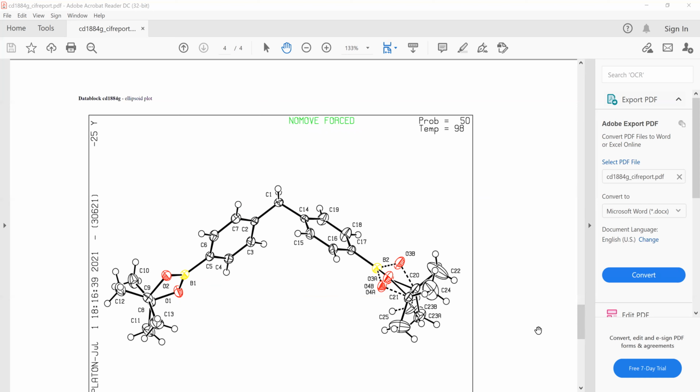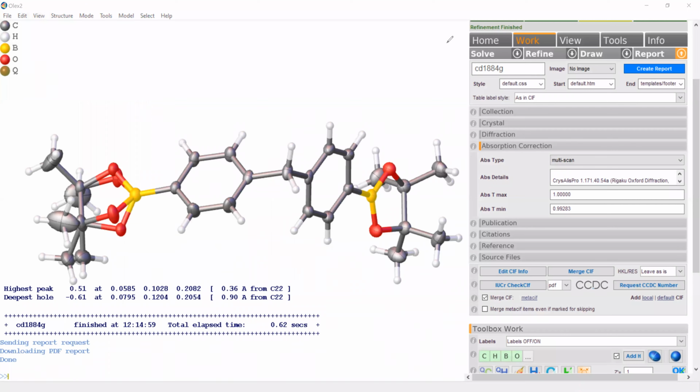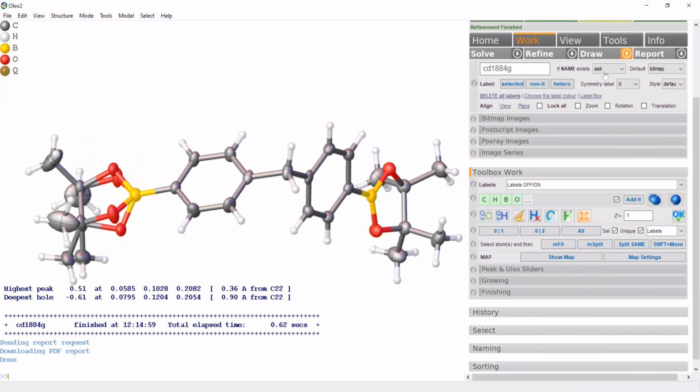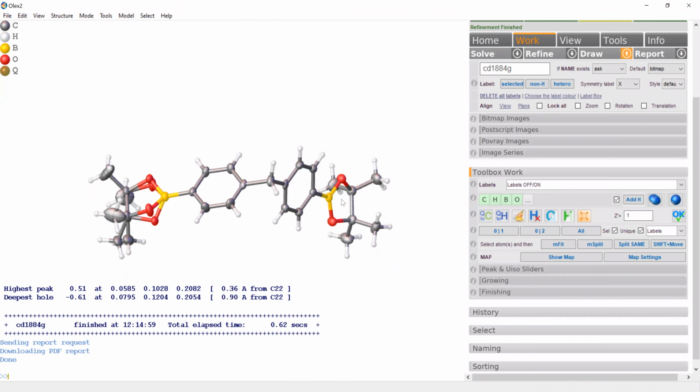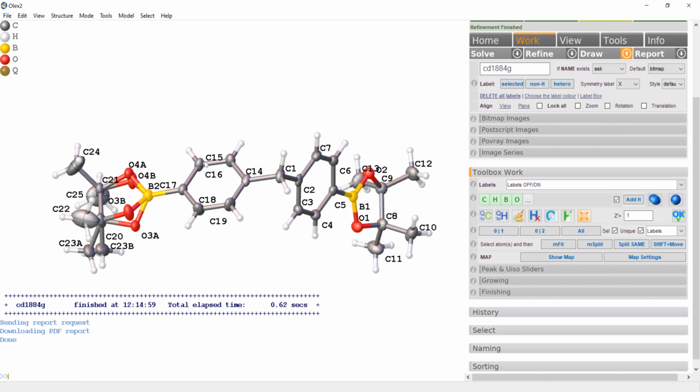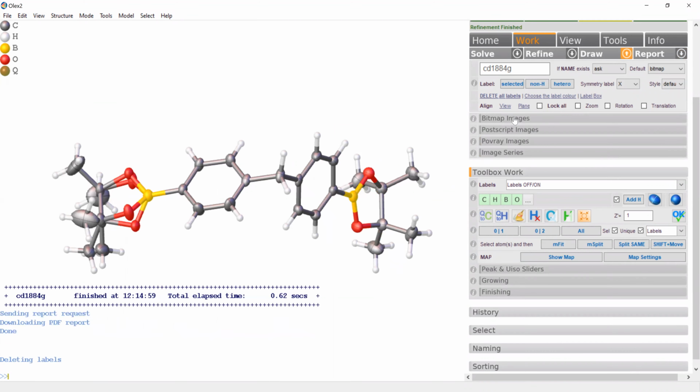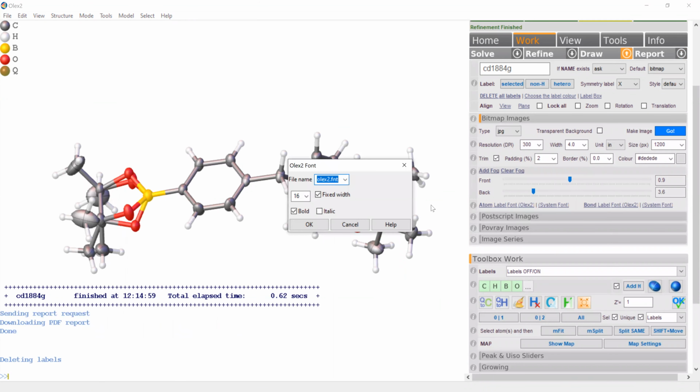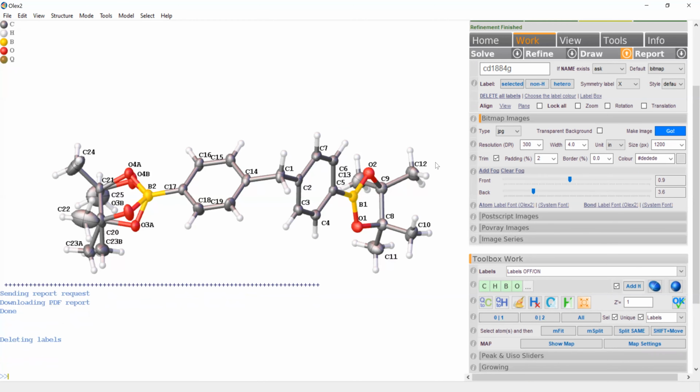And so now all we have left to do is we just have to draw the molecule. So again, the draw arrow. And usually I like to draw it with the non-hydrogen atoms. And you see here the labeling is quite big. So what you can do is if we delete all the labels, go to bitmap images and maybe make the font a little bit smaller, maybe 12, and then go non-H. So now it's easier to manage the labeling.